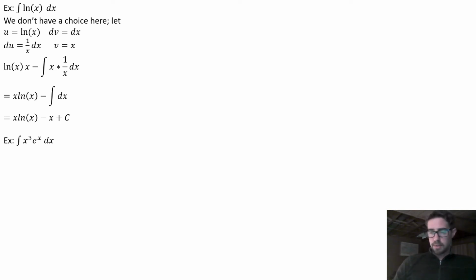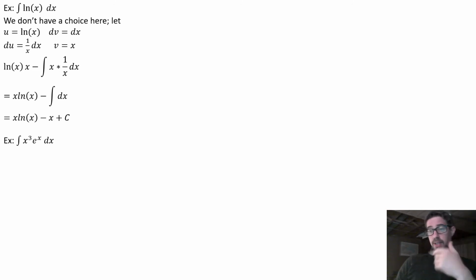One more just straightforward example. So the integral of x cubed e to the x. This looks a lot like the first one. It's just got an x cubed in it. If we picked our u to be e to the x, our du would be e to the x, so nothing would really change.